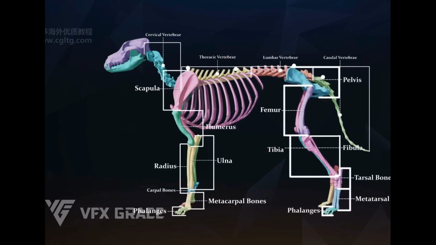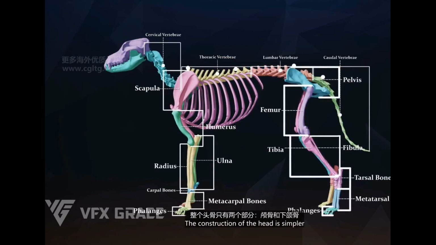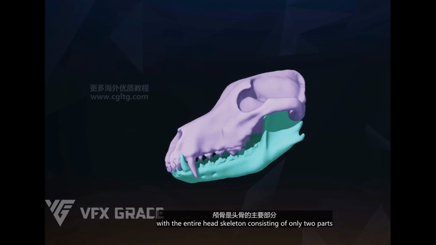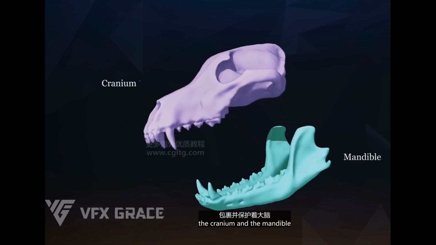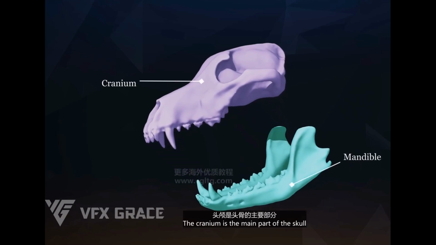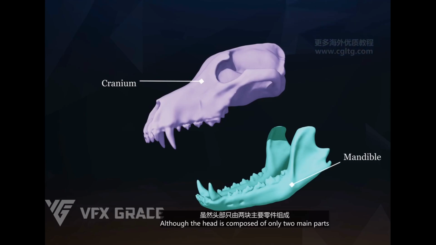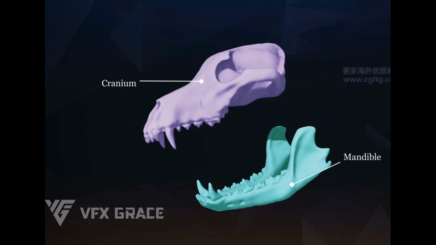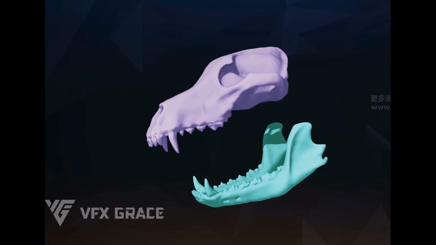Alright, next, let's look at the head. The construction of the head is simpler, with the entire head skeleton consisting of only 2 parts, the cranium and the mandible. The cranium is the main part of the skull, enveloping and protecting the brain. The mandible is the bone located in the mouth area, supporting the lower jaw and teeth. Although the head is composed of only 2 main parts, its structure is the most complex.